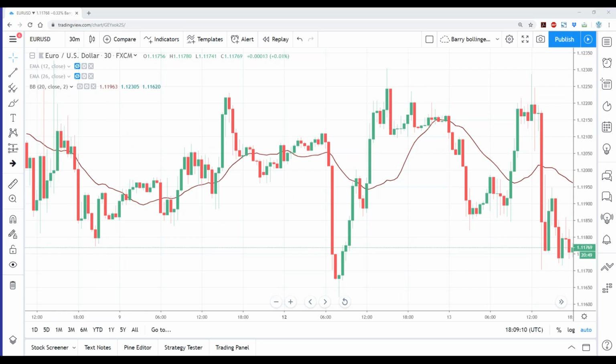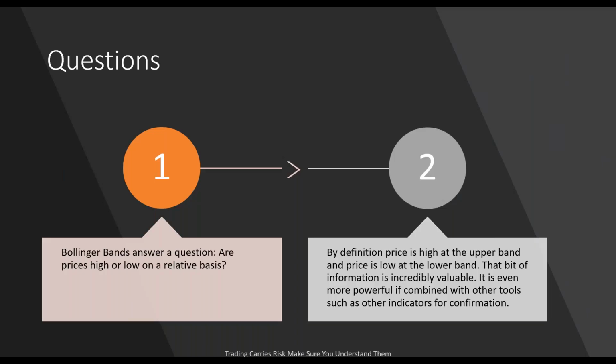Now, let me just get back to my PowerPoint here. So Bollinger Bands answer a very important question: are prices high or low on a relative basis? By definition, prices are high at the upper band and prices are low at the lower band.